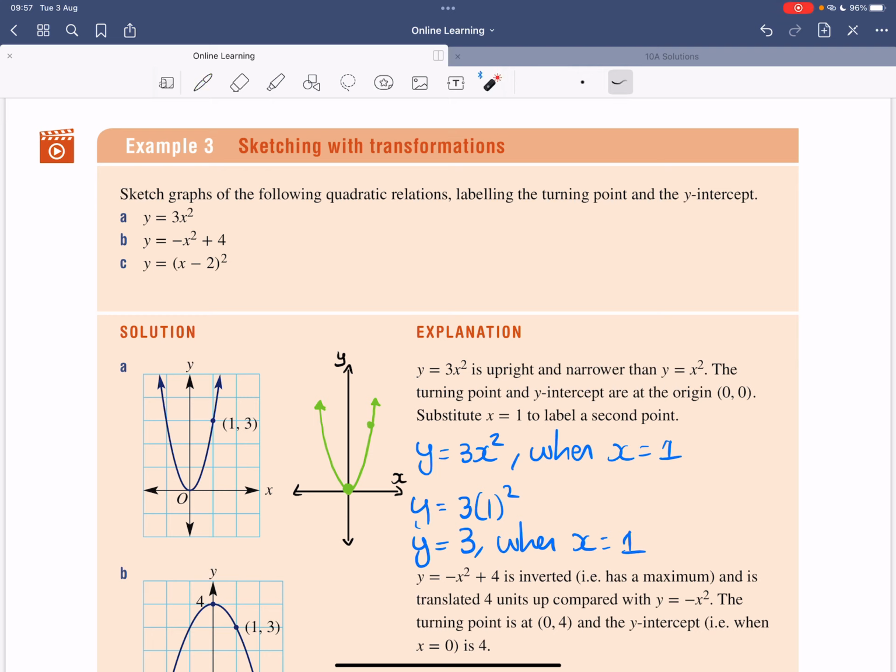So by understanding those key ideas, we understand that this line will pass through the origin, and then you just find one other coordinate, which in this case was 1, 3, by substituting 1 into the function, and then you can draw the shape. So that's the example.